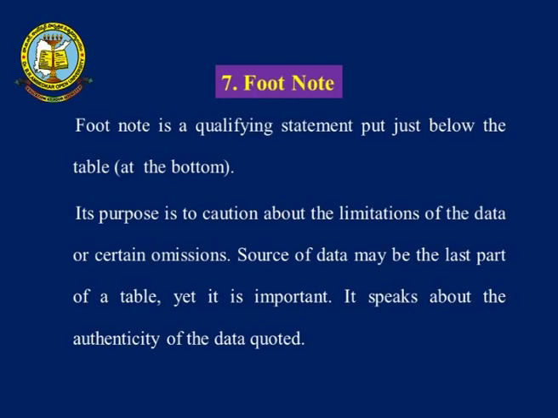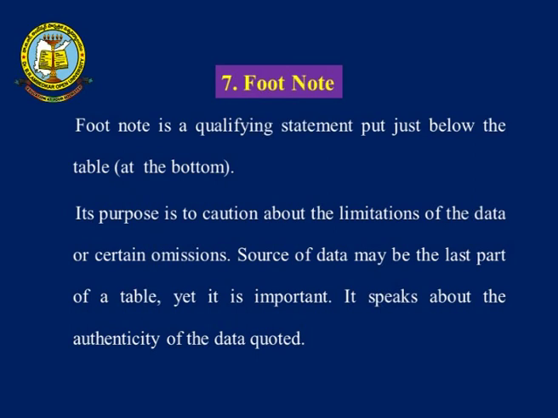Seven points, now one by one. So, now the last point in this case, footnote. What do you mean by footnote? What is the use of this footnote? A footnote is a qualifying statement put just below the table at the bottom. Its purpose is to caution about the limitation of the data or certain omissions. Source of data may be the last part of the table.